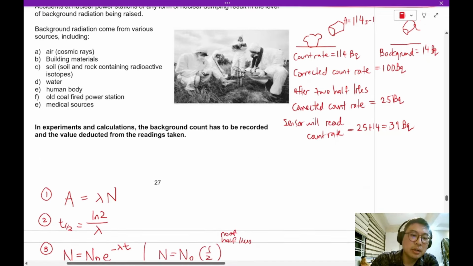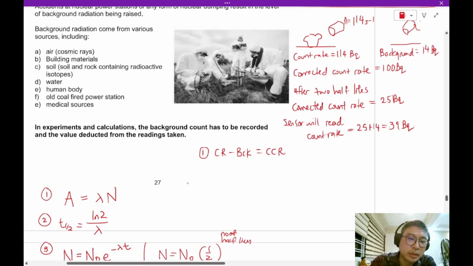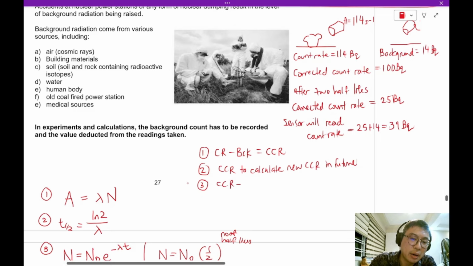Okay, so the background radiation has to be dealt with in this way. First of all, take the count rate minus the background to give you the corrected count rate. Second, use the corrected count rate to calculate the new corrected count rate in the future. And then after you have found the corrected count rate, the CCR plus the background radiation back again will be your count rate that is expected on the sensor.